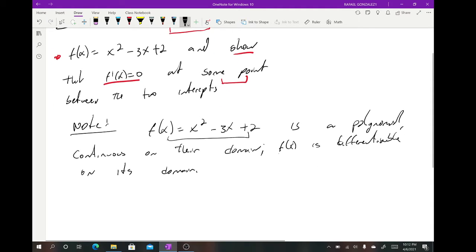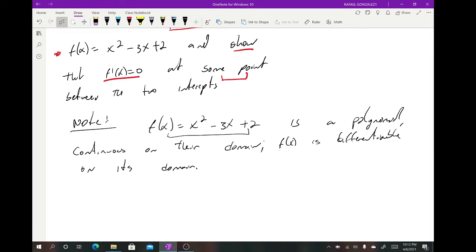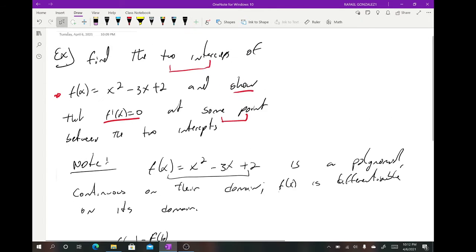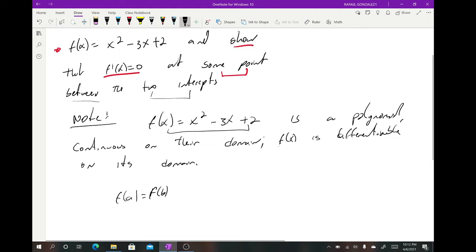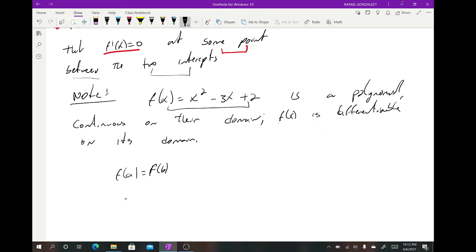So now we have checked two things from our hypotheses from the theorem. F of x is continuous and f of x is differentiable. Now, we have to find out whether f of a is actually equal to f of b to be able to solve this problem. However, notice that we don't know what a is, we don't know what b is. We are told that our a and our b will be the two intercepts. This is what we're told, because we're asked to find out when the derivative is equal to 0 at some point between these two intercepts. Okay, so let's actually figure out what the intercepts are.